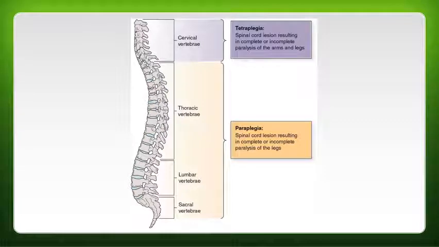So here's a graphic from your textbook, and again, you can look at it in there as well. When you're looking at these different levels, you have your cervical vertebrae, your thoracic, your lumbar, and your sacral vertebrae. Tetraplegia, anytime you have any injury to the cervical region, results in either complete or incomplete paralysis of the arms and legs. And then anything below that, you're going to have complete or incomplete paralysis of the legs. Again, you also want to be aware, if they do have damage at the thoracic level, you also have the concern with autonomic dysreflexia as well. So these are the different levels related to the spinal cord.